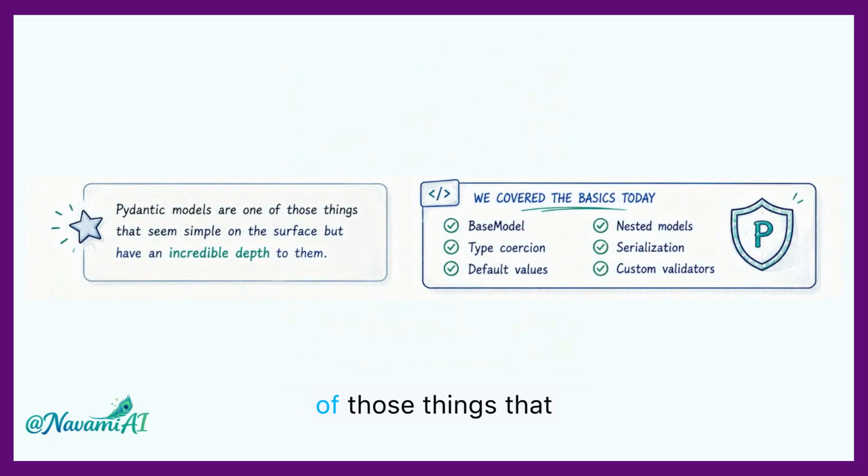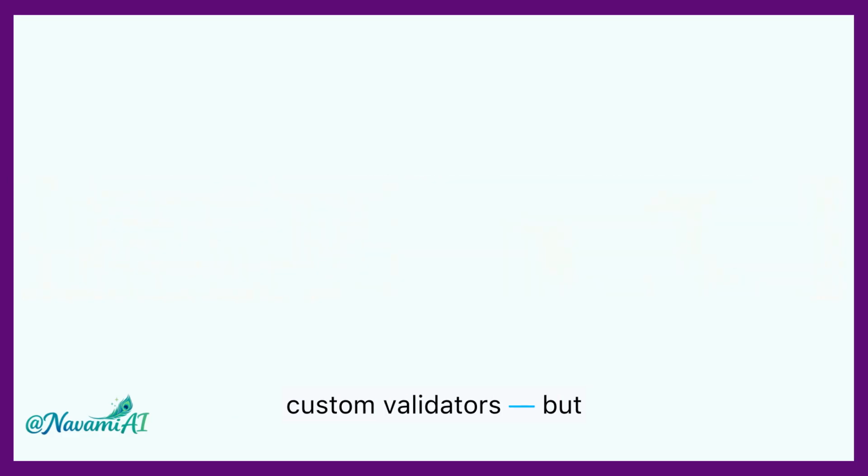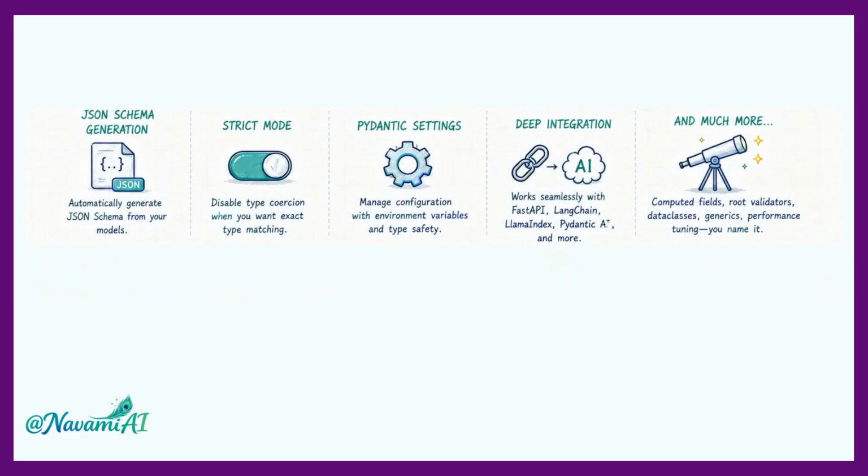Pydantic models are one of those things that seem simple on the surface but have an incredible depth to them. We covered the basics today: BaseModel, type coercion, default values, nested models, serialization, and custom validators. But there's so much more: JSON schema generation, strict mode, Pydantic settings for configuration management, and deep integration with AI frameworks.